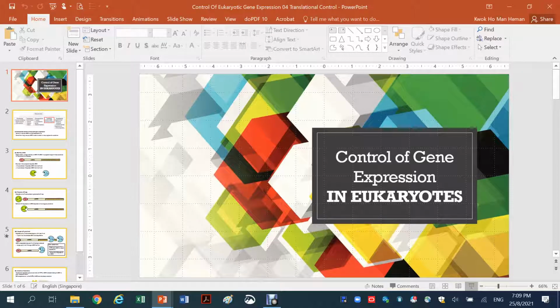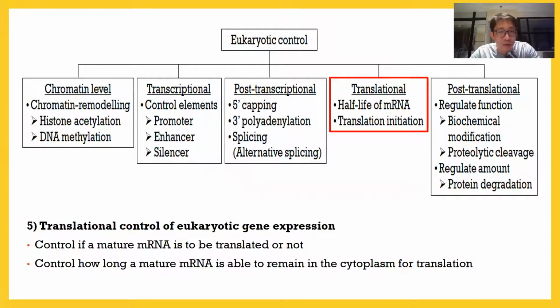Okay, so we continue with the lecture. Now we'll be looking at the control of gene expression at the translational level. Transcription will have occurred to form the pre-mRNA. The pre-mRNA will have gone through post-transcriptional modifications to form the mature mRNA. The mature mRNA is already transported into the cytoplasm.